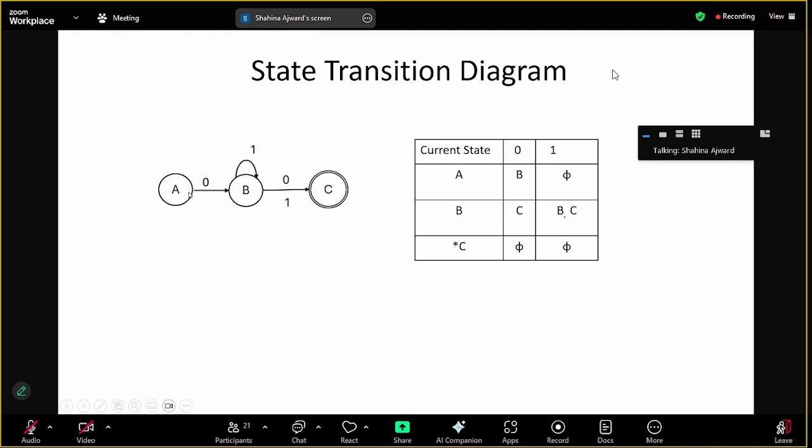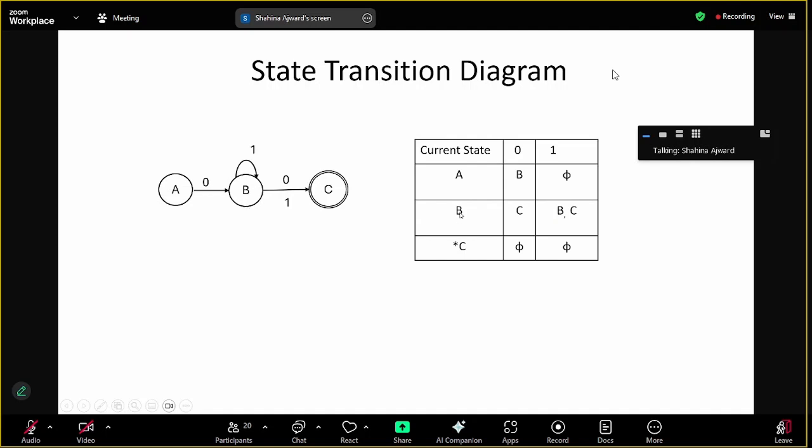If it is not defined, we put it as phi, right? So this is the symbol for phi. This is the standard way we represent it if it is not defined. That's all the possible input symbols. Then we go to state B, right?